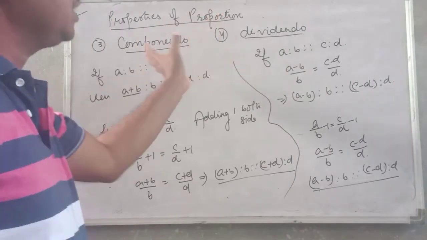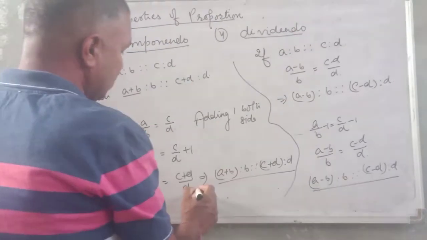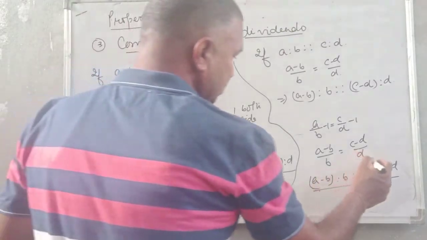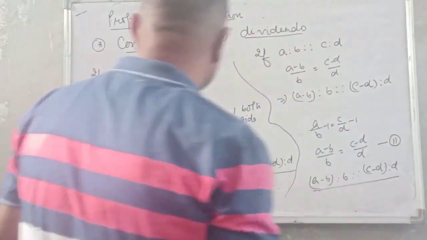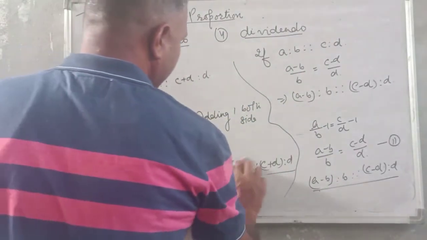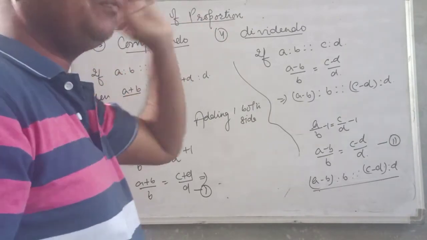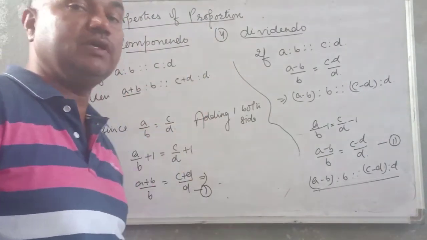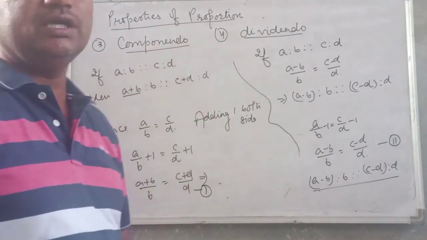अगर इन दोनों प्रॉपर्टी को एक साथ यूज किया जाए तो क्या होगा? 1 by second. अगर इन दोनों को एक साथ यूज किया जाए, इन प्रॉपर्टी को, जो कि मैक्सिमम क्वेश्चन में इनका यूज होता है, बहुत इंपॉर्टेंट प्रॉपर्टी है कंपोनेंडो एंड डिवाइडेंडो रूल.